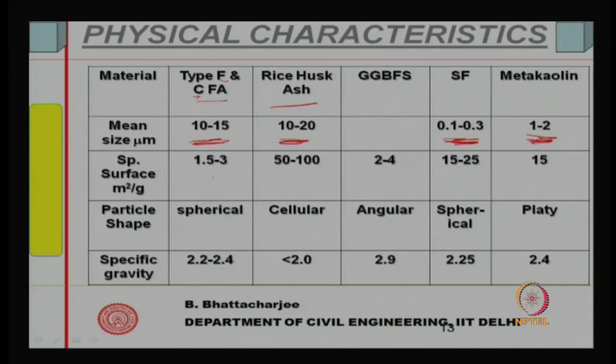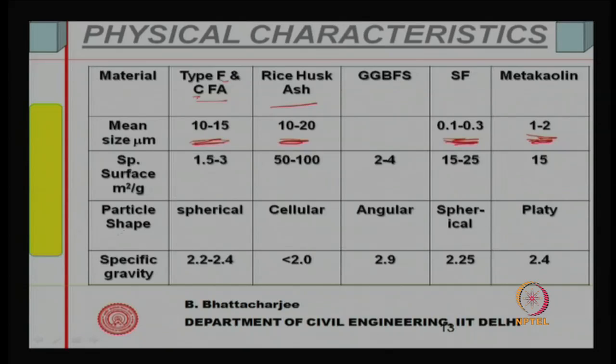Blaine's specific surface, if it is in meter square per gram. If I write it in centimeter square per gram, that would be multiplied by 10. And 100 meter square per kg would be how much? Kg would be 1000 times multiplied, right. The value seems to be okay.